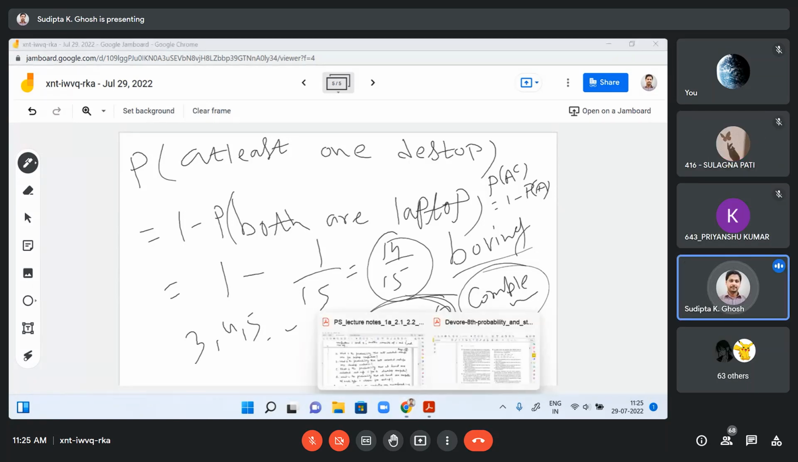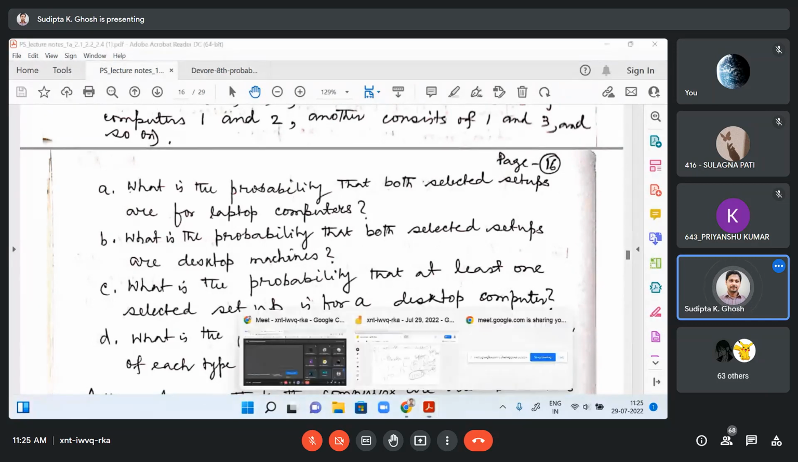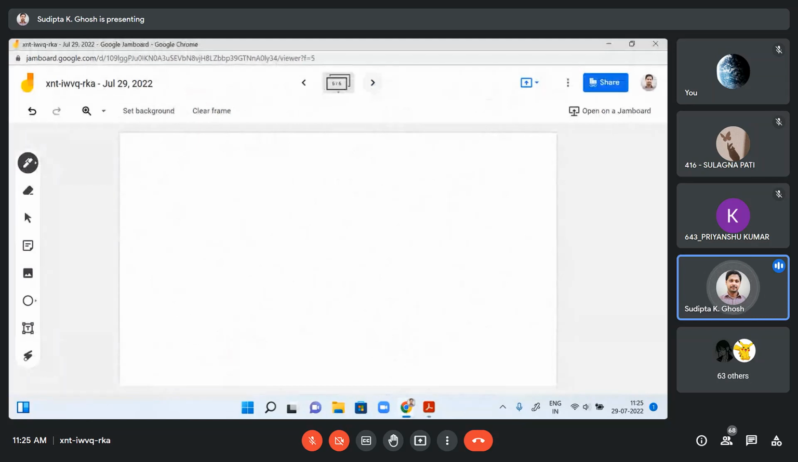The last problem: what is the probability that at least one computer of each type is chosen for setup? At least one chosen from each type.